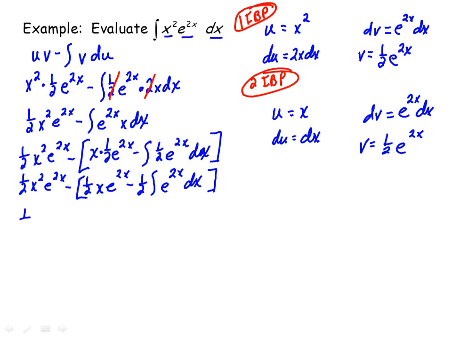Now, I'm just going to rewrite all this down, and at the very end, can you tell me the antiderivative of e to the 2x dx? We've done it 3 times already.